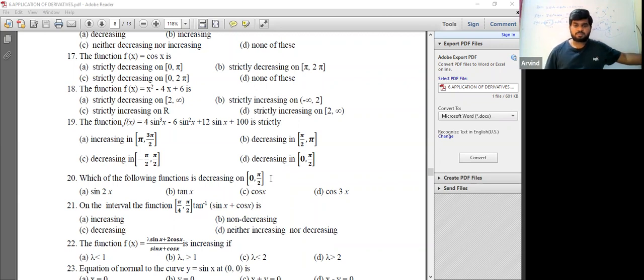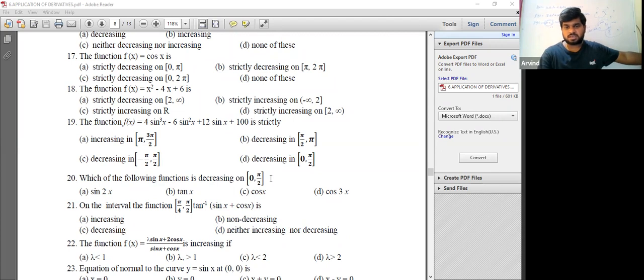So differentiating cos x gives minus sin x. In the interval 0 to pi by 2, sin x is positive, so minus sin x is negative. Therefore, it is option C. Which of the following functions is decreasing? It will be option C. Others you can check out.